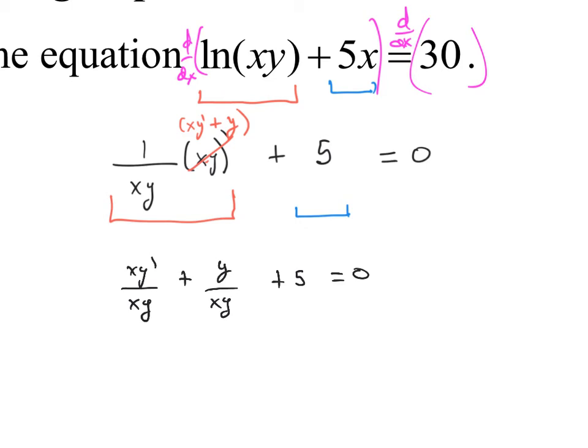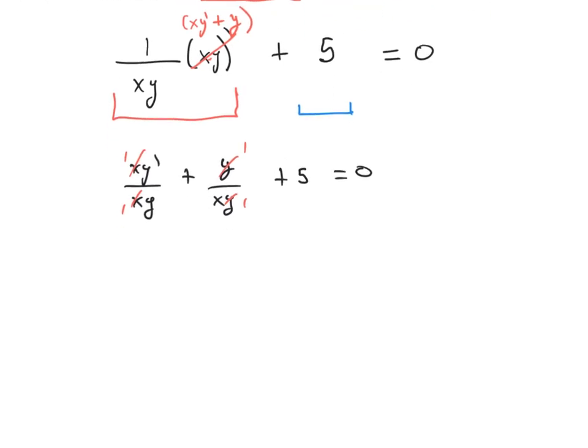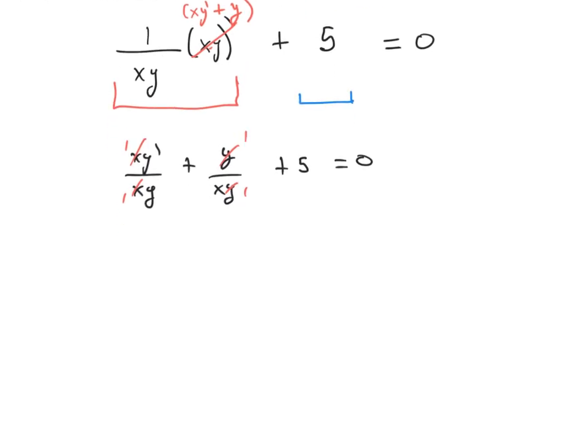I'm going to do some simplifying here because I see the x's simplify in the first term. I see the y's simplify in the second term. So what am I left with? I'm left with y prime over y plus 1 over x plus 5 equals 0. So I need to solve for that.